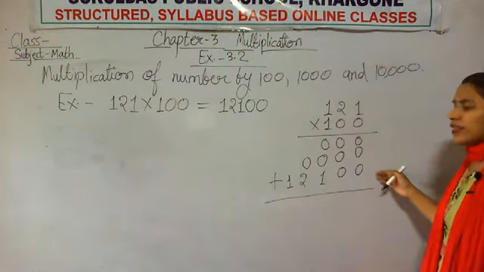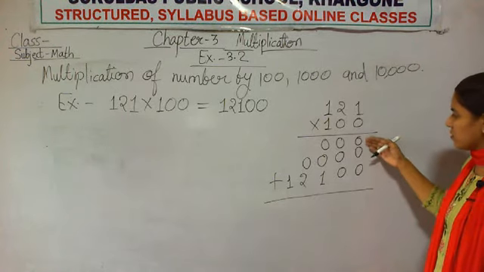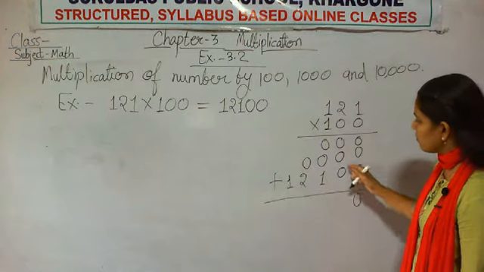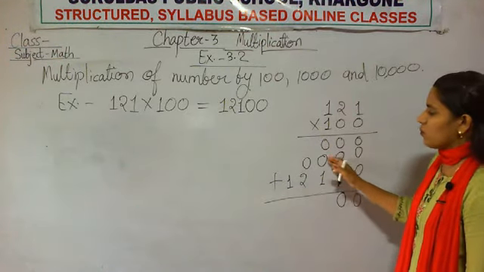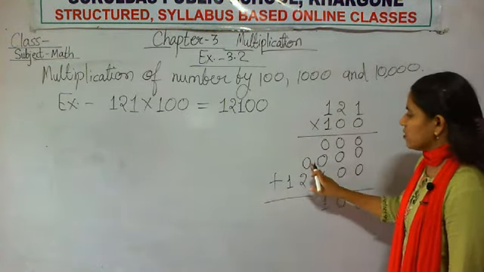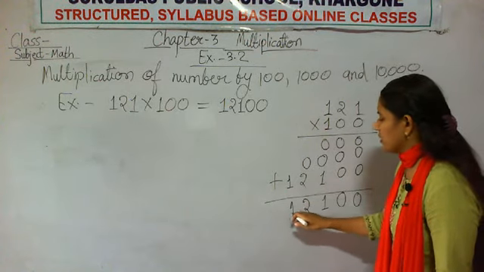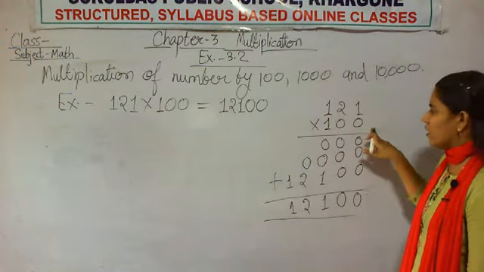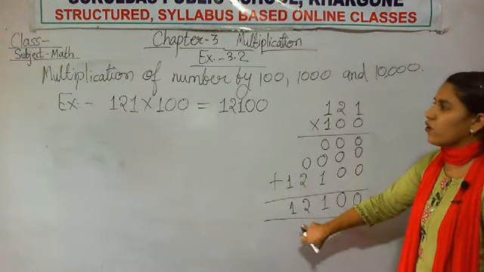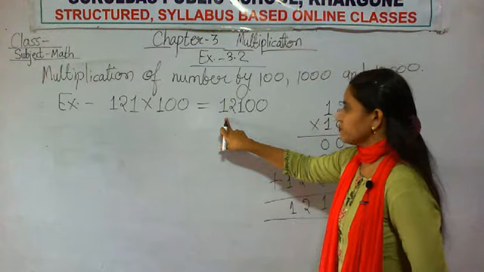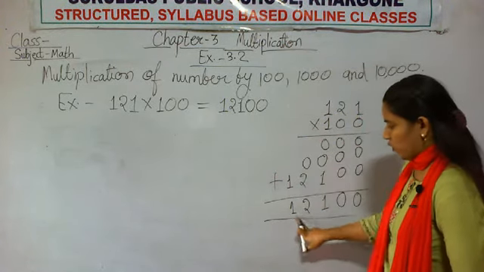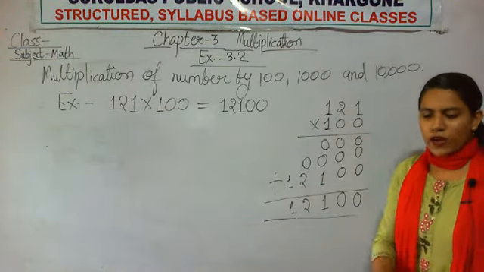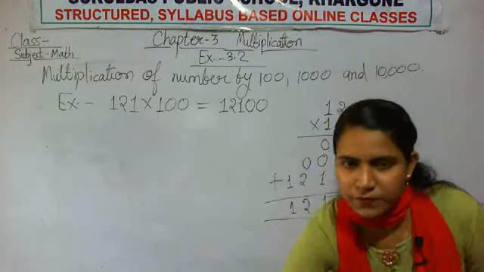Now we will add all the partial products. So add 0 plus 0 plus 0 is 0. Again next column, 0 plus 0 plus 0 is 0, 0 plus 0 plus 1 is 1, 0 plus 2 is 2 and 1. So see, when we arranged both the numbers column wise and multiplied, what answer did we get? We got the same answer, 22100, in both the cases. So it is the trick to be remembered.